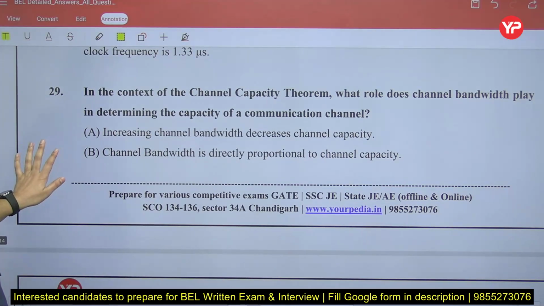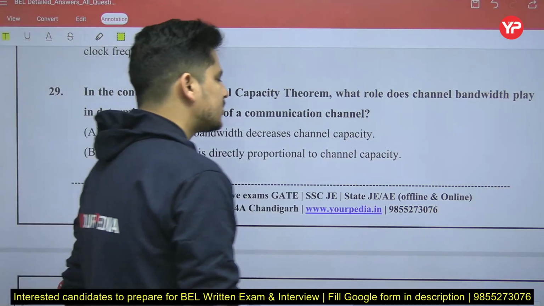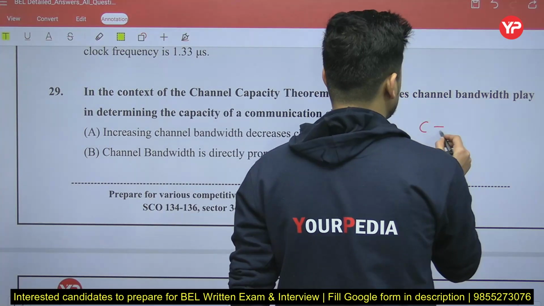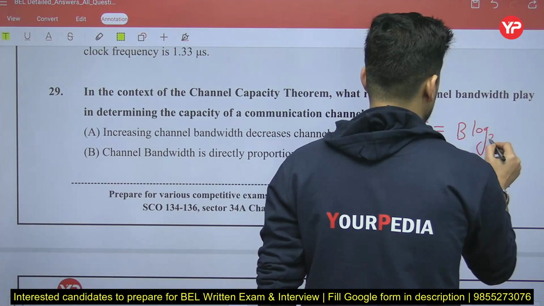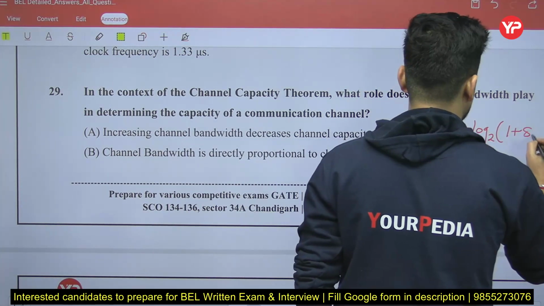In context to the channel capacity theorem, what role does channel bandwidth play in determining the capacity of the communication? Increasing the channel bandwidth decreases the channel capacity. You can see here the channel capacity C is equal to B log base 2 of (1 plus SNR).